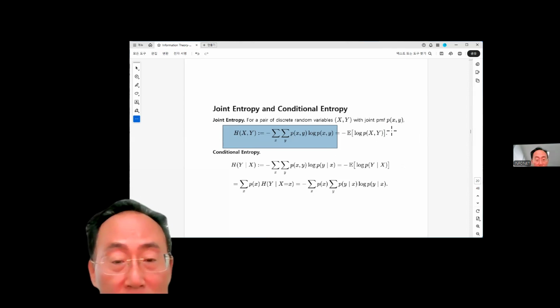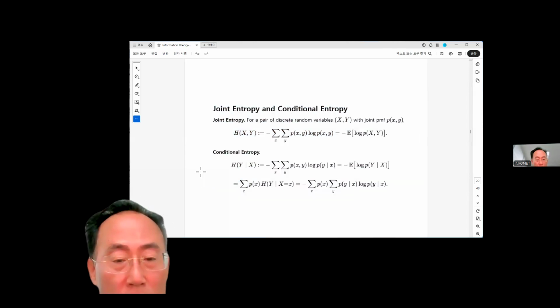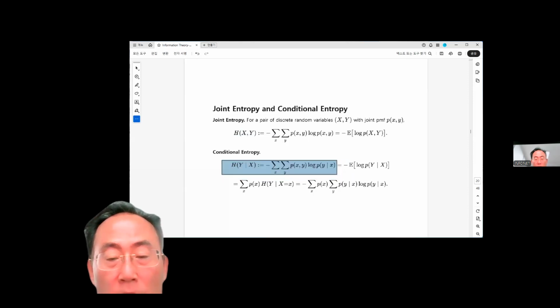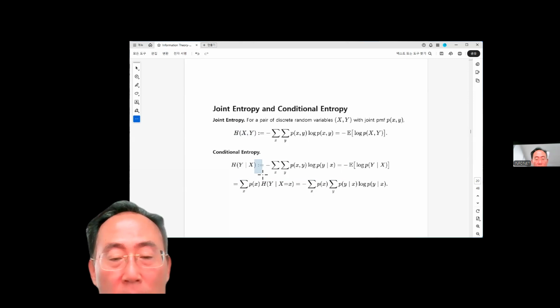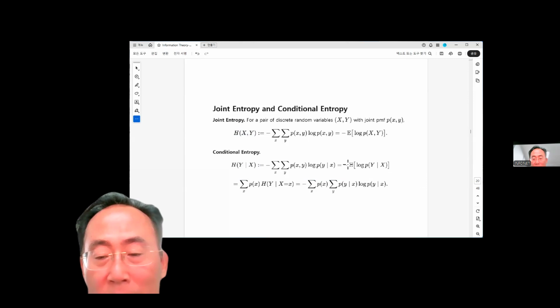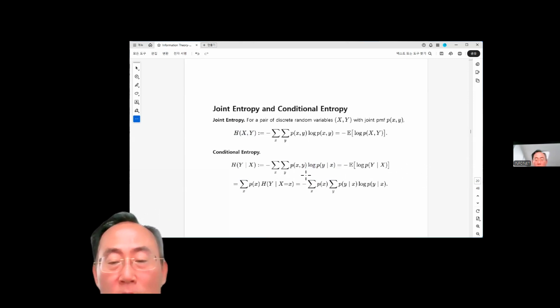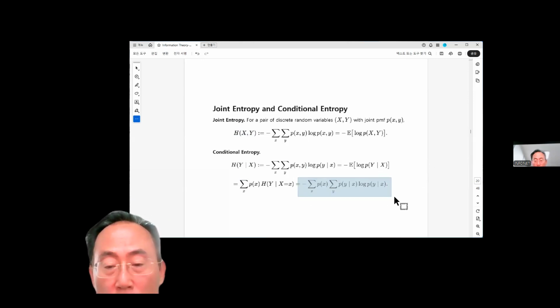All right, so that's the joint entropy and the conditional entropy. Conditional entropy is defined this way. Again, it is a definition, because of this sign right here. And that is nothing but the expectation of log p of y given x. All right, and after you have done that, then we can talk about this one right here.